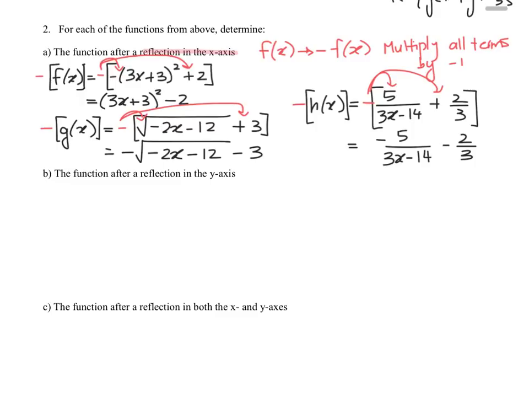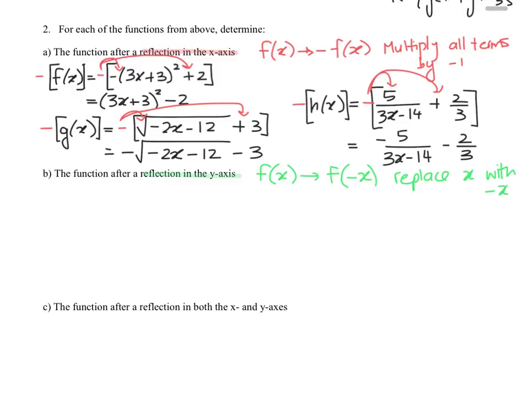So now for the next part of this warm-up, we have the reflection in the y-axis to take care of this time. So when you are reflecting in the y-axis, this means that you want to change f of x to f of negative x. So what that really means is you should be replacing all of your x's with negative x, and that takes care of the reflection on the y-axis.